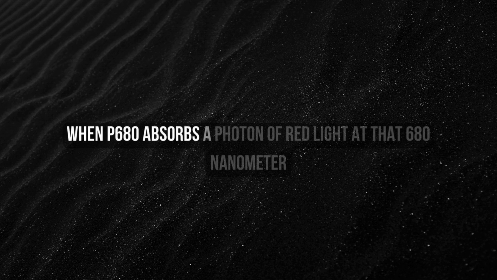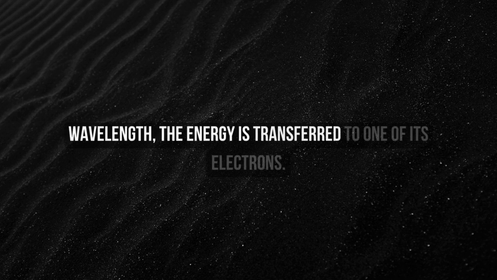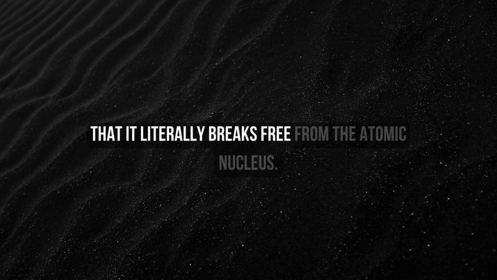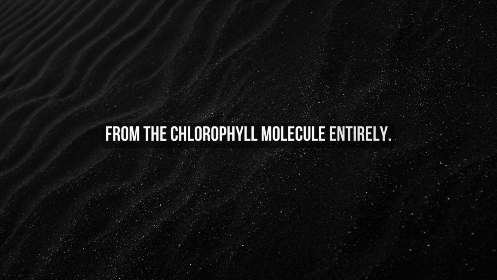When P680 absorbs a photon of red light at that 680 nanometer wavelength, the energy is transferred to one of its electrons. This electron gets so energized, so excited, that it literally breaks free from the atomic nucleus. It performs a quantum leap into an outer orbit and is ejected from the chlorophyll molecule entirely.